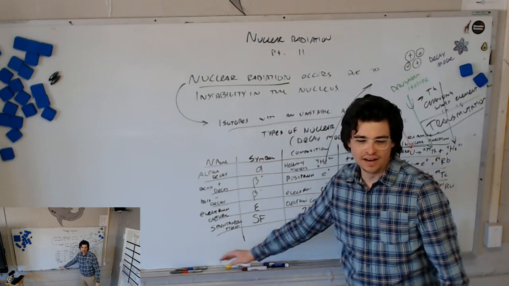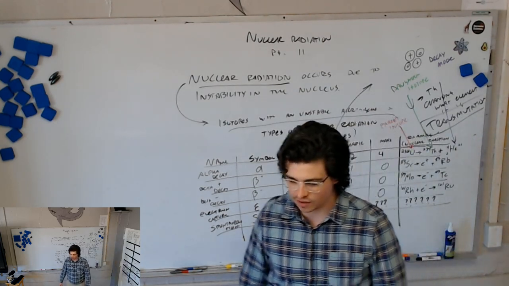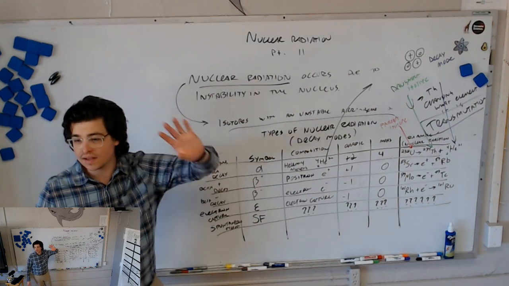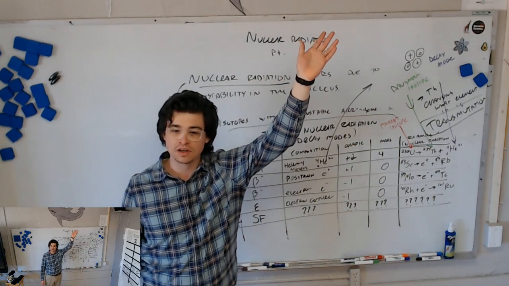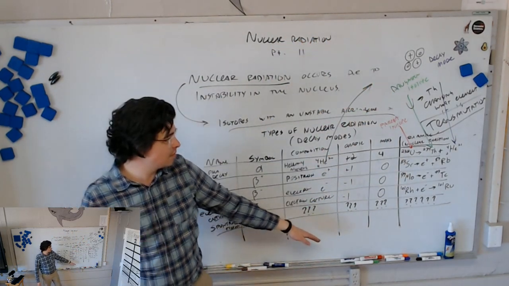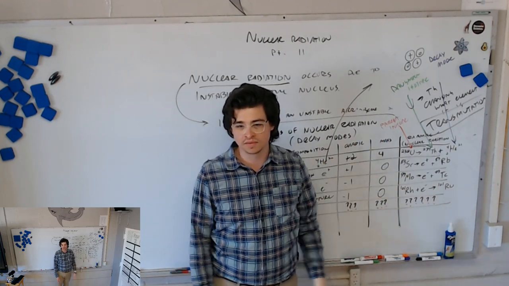Fill it in on your own. Gamma rays have no mass and no charge. That makes it easy. They have no charge and no mass, so whatever it was is still what it is.